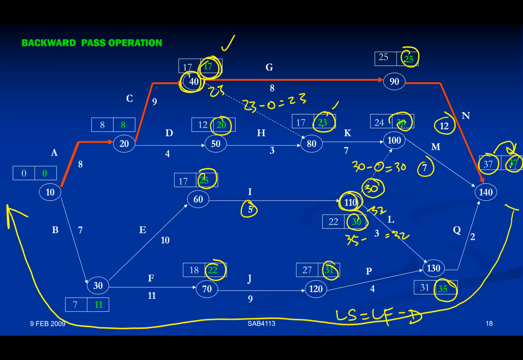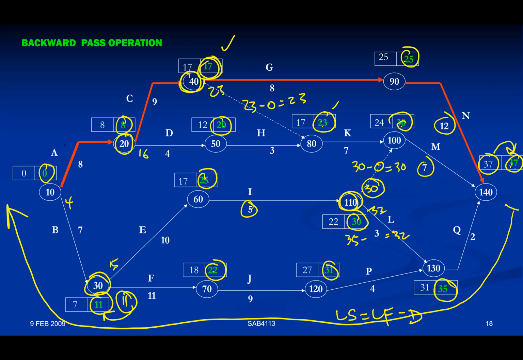Okay, how about we go into this first, 30. 22 minus 11 will be 11 as one value, or 25 minus 10, which equals 15. For sure, 11 is there going into this box. Okay, how about D and C going into this node? 20 minus 4 equals 16, or 17 minus 9 equals 8. So 8 is there. And then lastly, 11 minus 7 equals 4, or 8 minus 8 equals 0. So that's how 0 comes back into this box. So that is the end of the calculation.